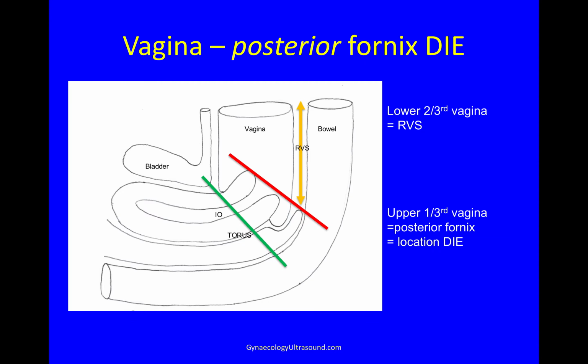So again, just looking at that again, with that red line that you draw past the external cervical os, the 2/3 of the tissue between the vagina and the bowel is called the rectovaginal septum, but the upper third here, this is the posterior vaginal fornix, and it is here that you can often find lesions of DIE.